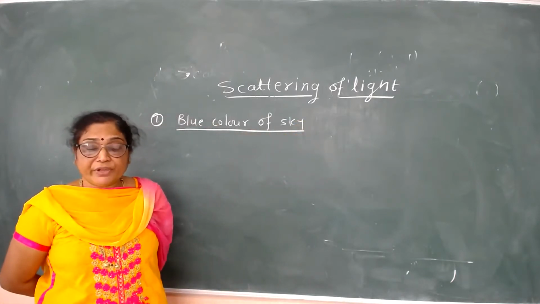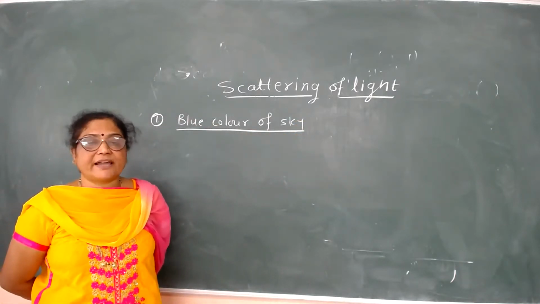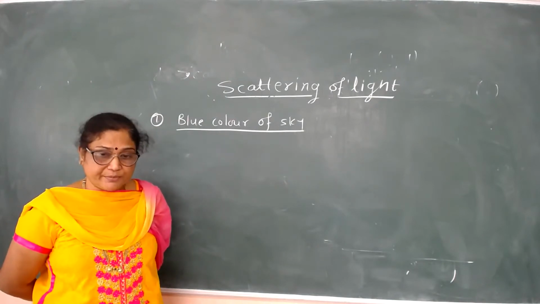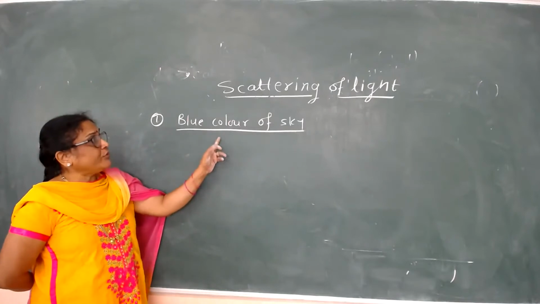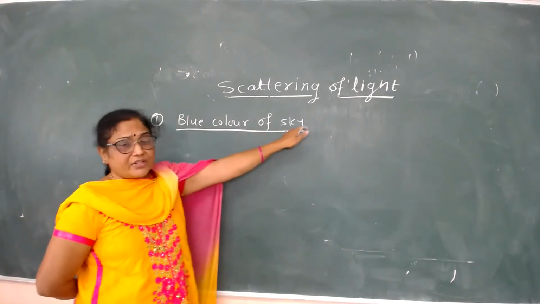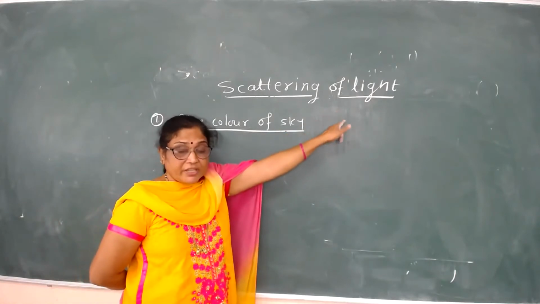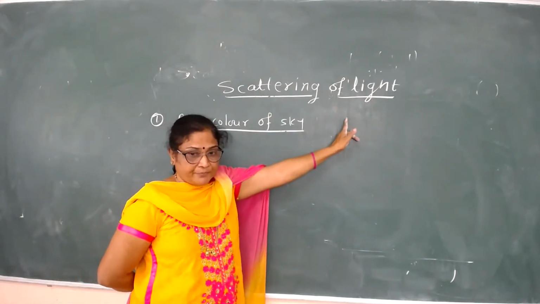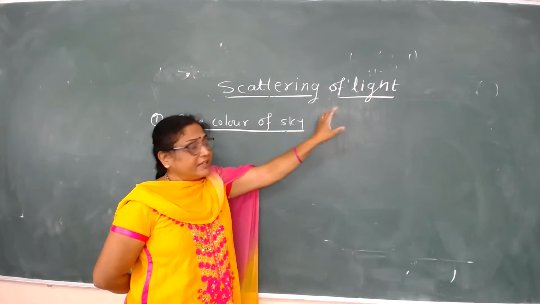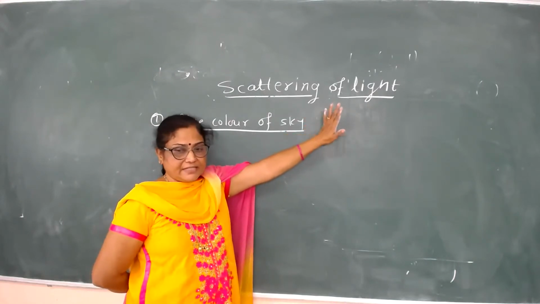In daytime, we observe that the color of the sky is blue. So what is the reason? In daytime, we observe the color of the sky is blue, and the reason for this is the scattering of light. Scattering of light means the refraction due to the atmosphere. This is why the color of the sky is blue.